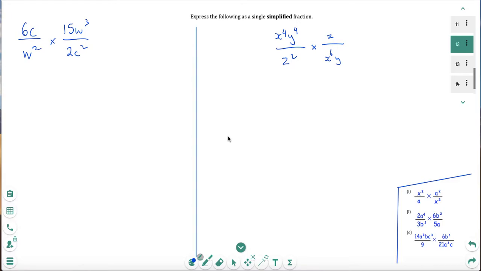This video is about multiplying algebraic fractions. Let's look at the question. Express the following as a single simplified fraction. So I see a fraction here and a fraction here, and I must multiply them. How do we multiply fractions?